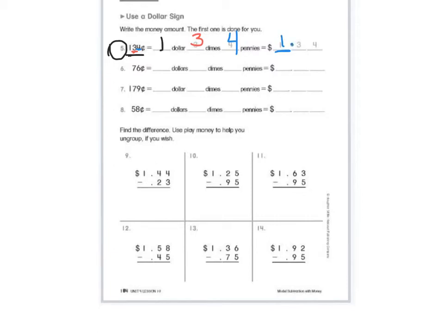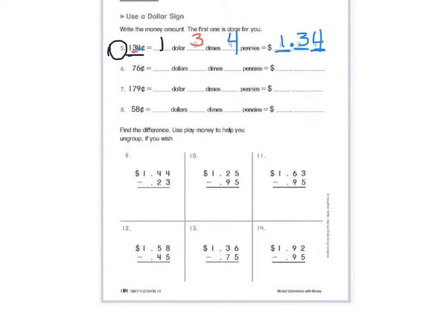Then your decimal point comes next. The place value after that is for your dimes. That's your tens place value. So your 3 dimes for 30 cents is going to go there. The last place value is your ones place. So any pennies you have, which is 4 for this one, are going to go in your ones place.